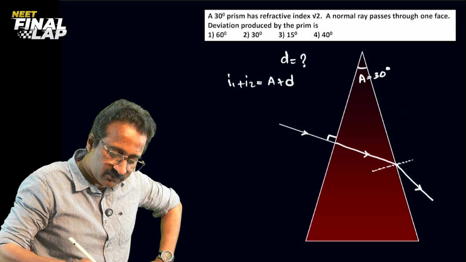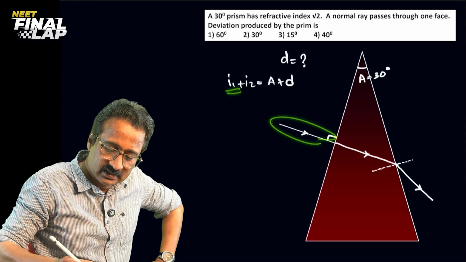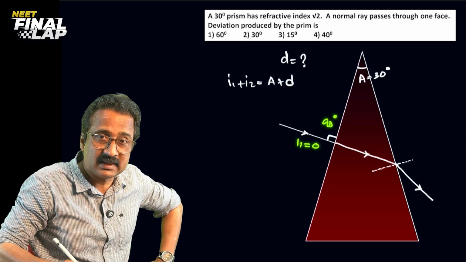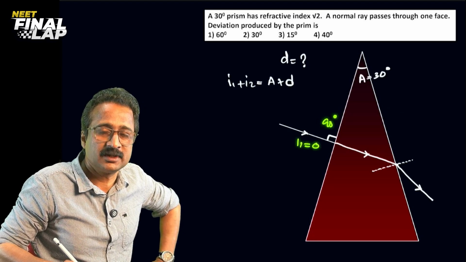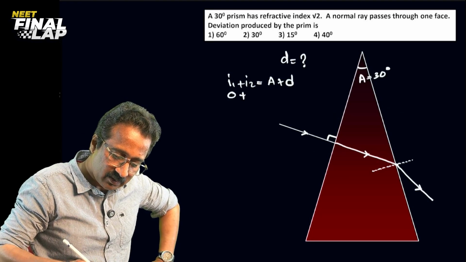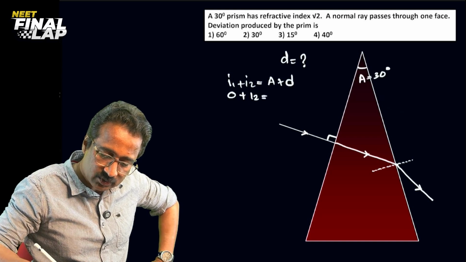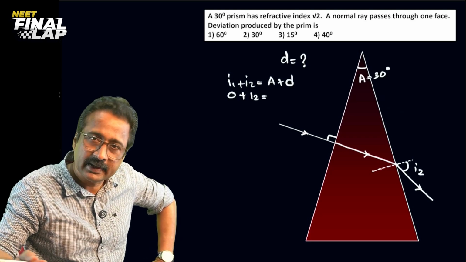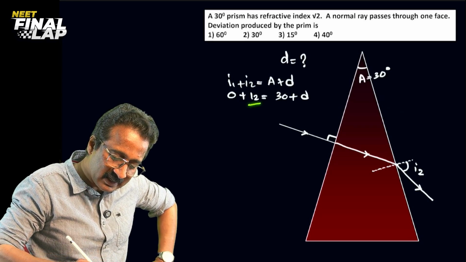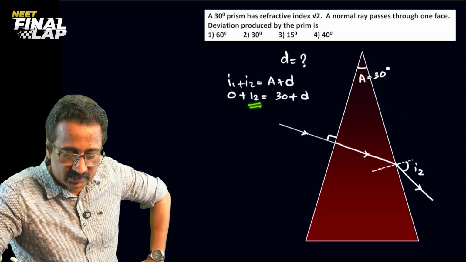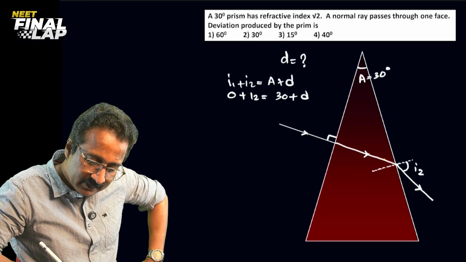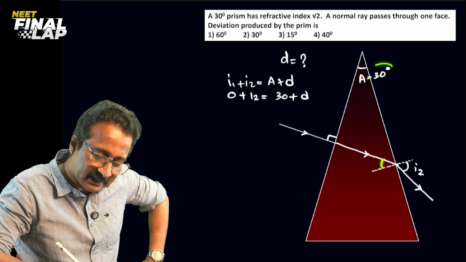I begin with, first of all, i1. What is i1? Look at this. This angle is 90 degree, but it only indicates that i1 is equal to 0. Normal incidence means the light ray is perpendicular to the surface. It means that angle of incidence is 0. So i1 is 0, so 0 plus. Now i2 is of course still not understood. Let us write here it as i2. i2 has to be calculated. A is 30 degree and d is to be determined. So the only thing you need now is i2. If you get i2, you can easily find what is deviation. Now how to get i2? Let us come to this place. Here, this angle can be easily determined, because this angle is 30 degree.